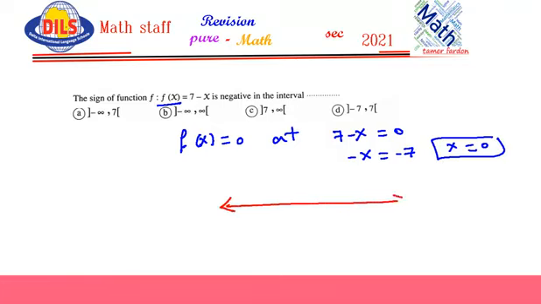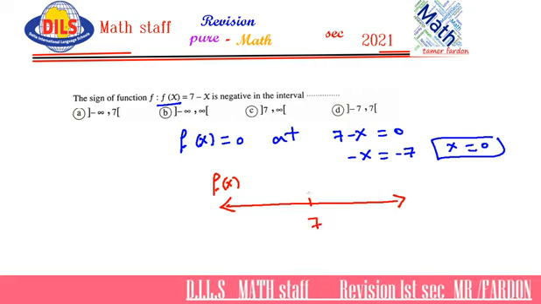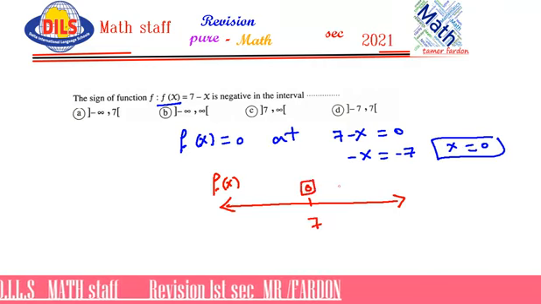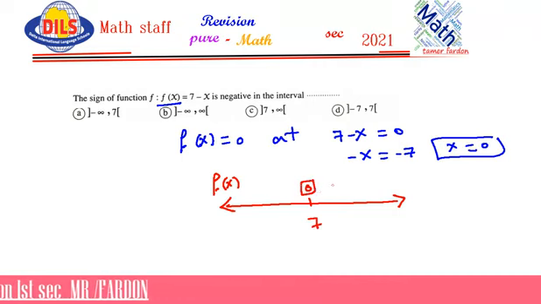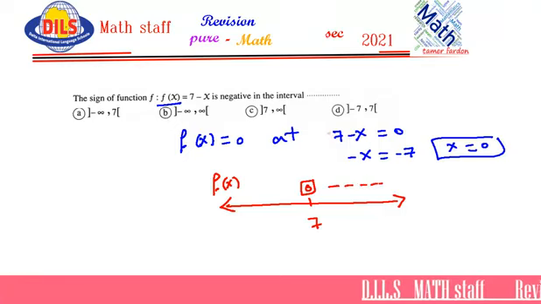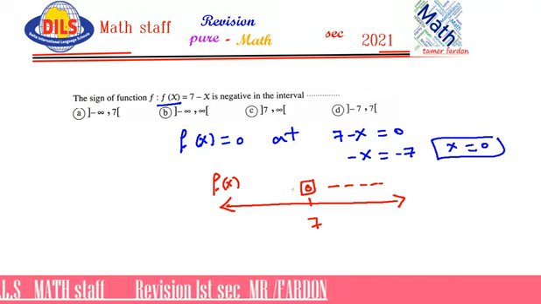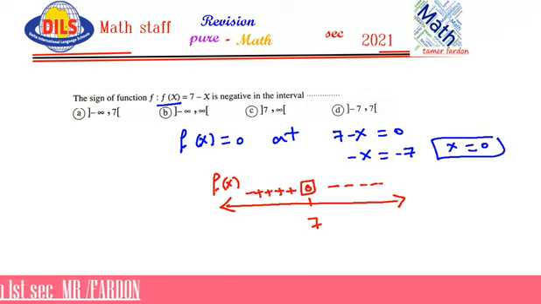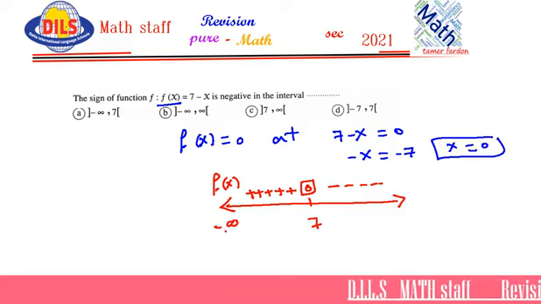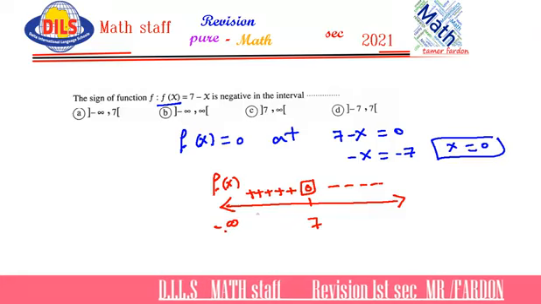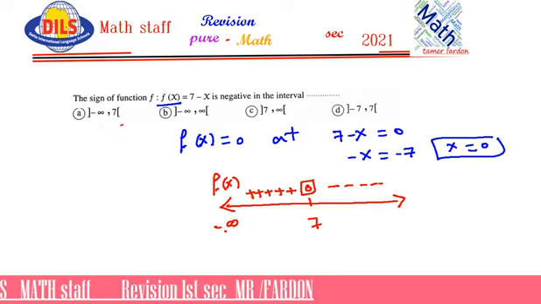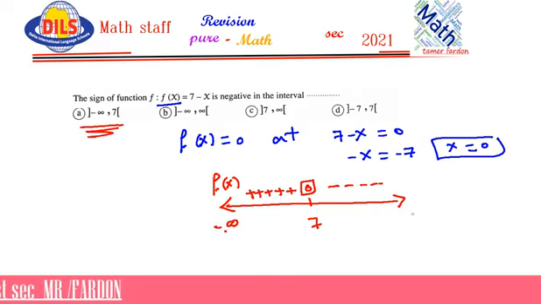From the number line, at x equals 7, f of x equals 0. After 7, our function has negative sign, same as the coefficient of x. Before 7, f of x has positive sign, so our function is positive from negative infinity up to 7, open interval, negative infinity up to 7. So the correct answer is A.